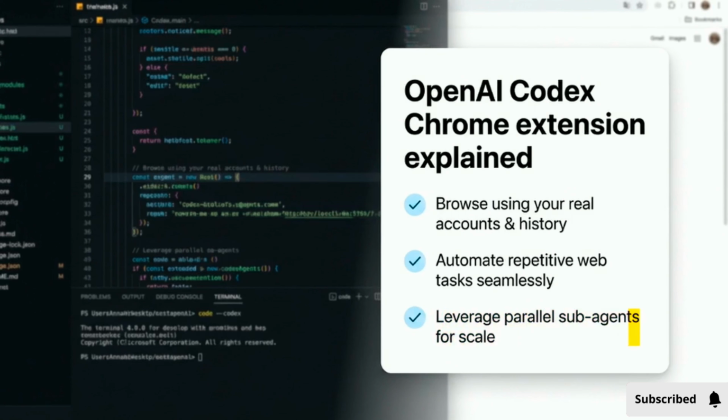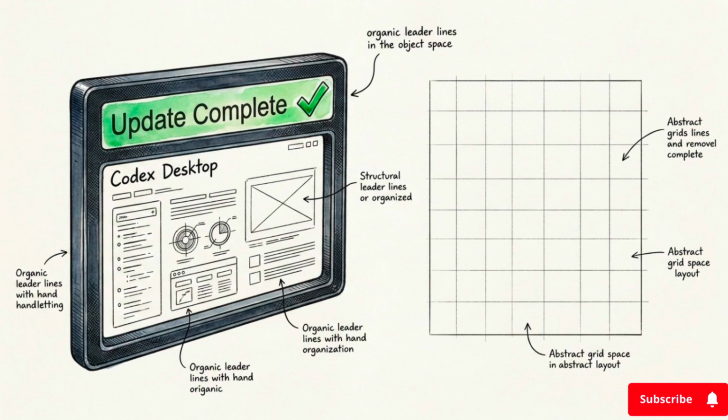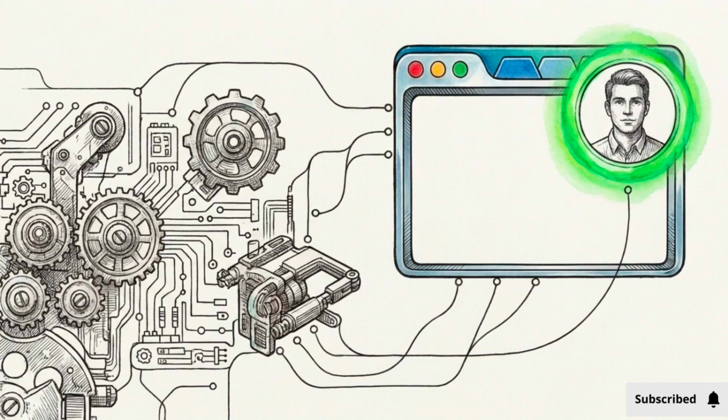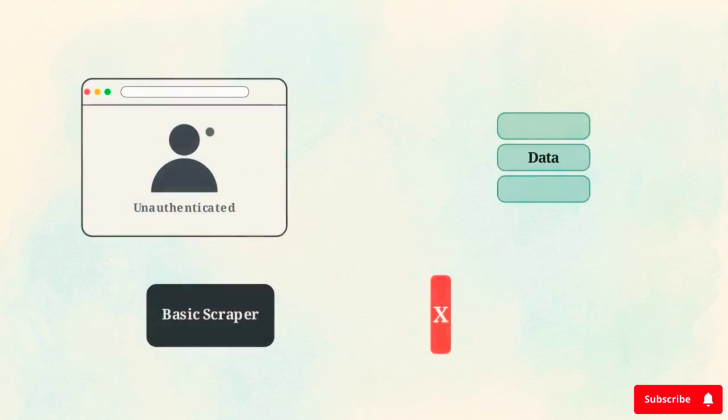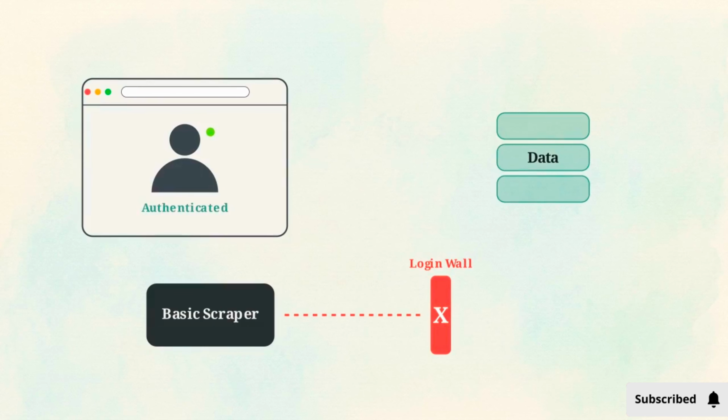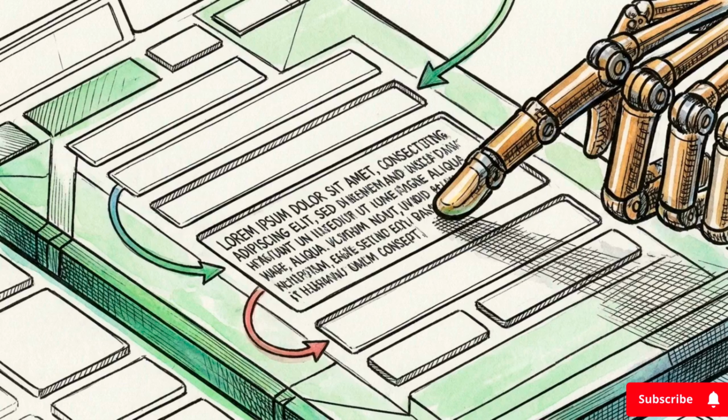Before we start, you need two things in place. Make sure you're running the latest build of the Codex desktop application, and verify you are actively logged in to your target websites inside Chrome. By tying directly into your active, authenticated session, Codex moves past basic web scraping. It acts as an extension of your own profile, handling tasks exactly as you would.